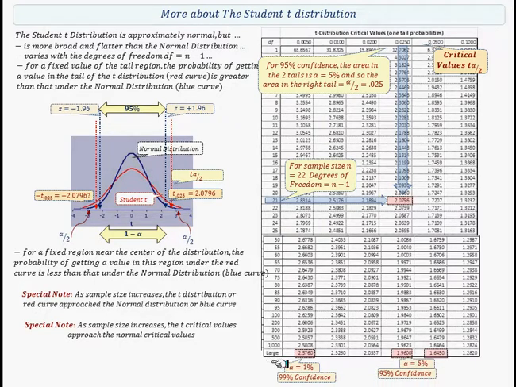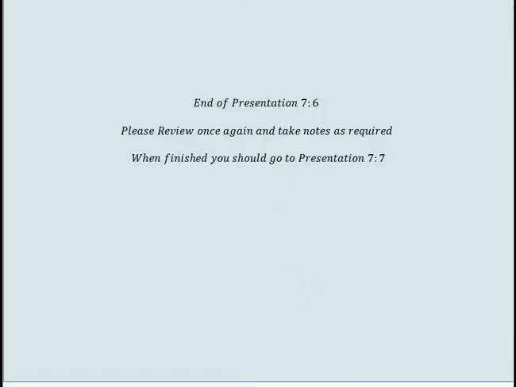So if you need to find out your z criticals, you simply need to look at the bottom row here of the t-distribution. And that's the end of presentation 7.6. Take notes and go on to 7.7.